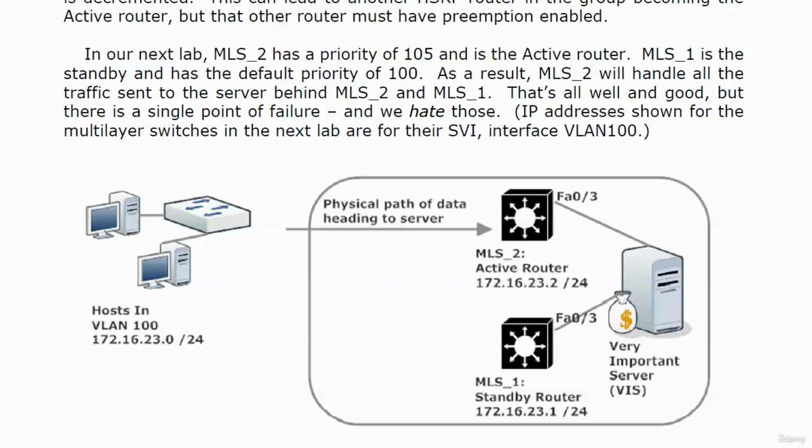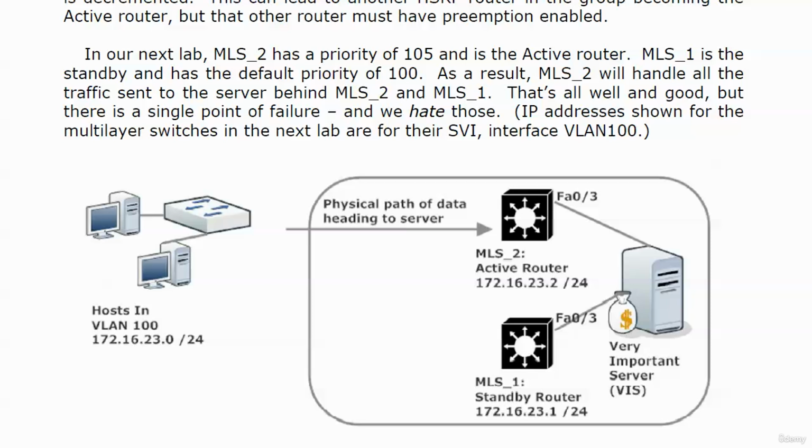And what we're going to do is set MLS 2 up with a priority of 105. It should, of course, become the active because it's going to have a higher priority than MLS 1, which we're going to leave at the default priority of 100. As a result, MLS 2 will handle all the traffic sent to the server behind MLS 1 and 2 here. You can tell it's a very important server because I put a giant bag of money next to it.